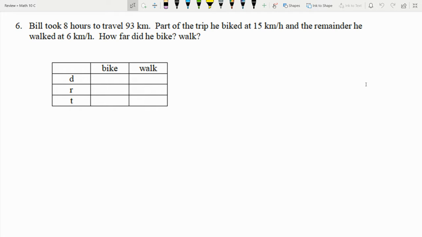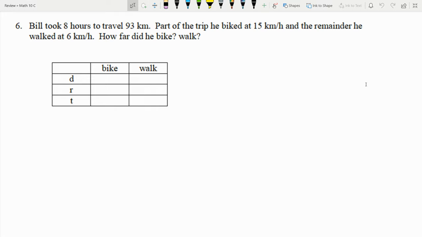Okay, so now we're going to do number six. For number six, Bill took 6 hours to travel 93 kilometers. Part of the trip he biked at 15 kilometers per hour, and the remainder he walked at 6 kilometers per hour. How far did he bike and walk?